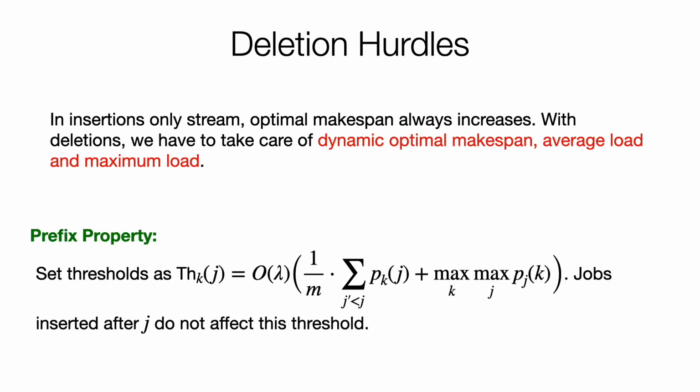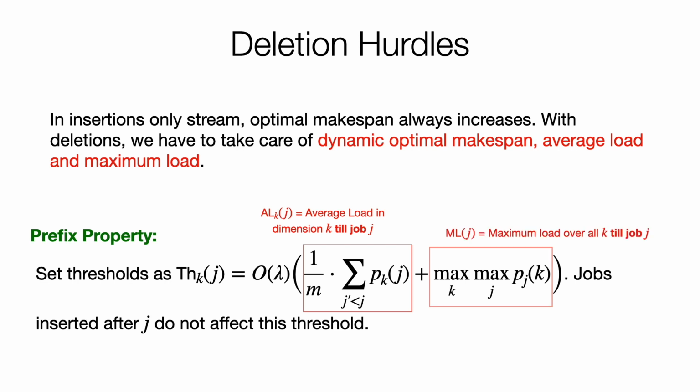To avoid this, we're going to use something called the prefix property. We're going to set the thresholds only based on all the previous jobs which have been inserted before job J. So the threshold for job J is going to be the same competitive ratio lambda times the average load in dimension K till job J, and the maximum load over all dimensions till job J. Any job inserted after J does not affect this threshold for job J. Because of this, our quantities ALK of J and ML of J can only decrease.